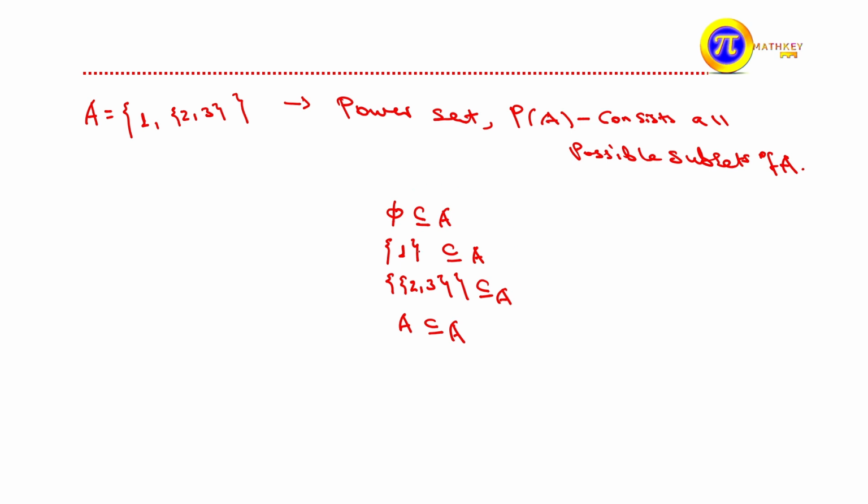So which are all the possible subsets of this set? The empty set, the set consisting of 1, the set consisting of 2 and 3 together, and itself. There is no other option. So this implies that the power set of A is a set consisting of all possible subsets of set A. It is 1, then the set with 2 3, and the other one is the empty set and the last one is the set A itself. We can express it like this.